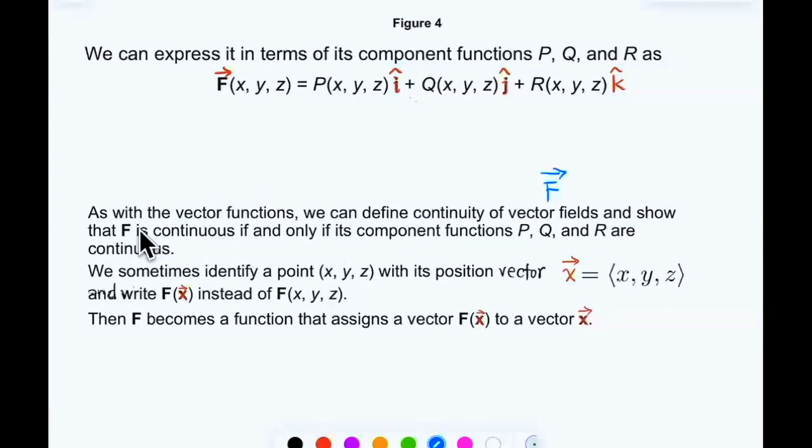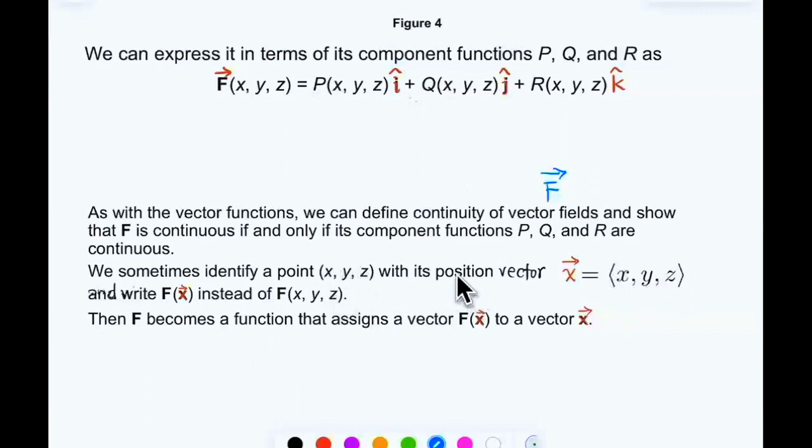Well, the vector field F here is continuous if and only if its component functions P, Q, and R are continuous, which makes sense, right? If each component function is continuous, then the vector field will be continuous. Now, sometimes we identify a point (x, y, z) with its position vector. So this point over here is identified with this position vector. Let's put a bar on top, x bar, to denote the position vector associated with this point.